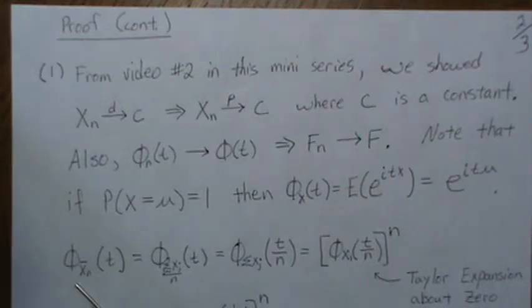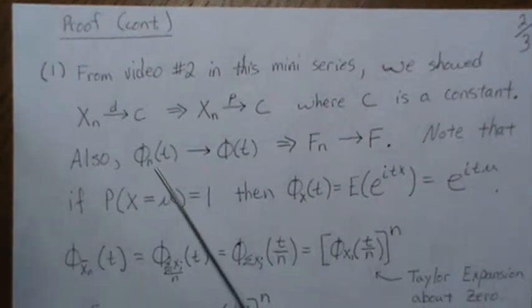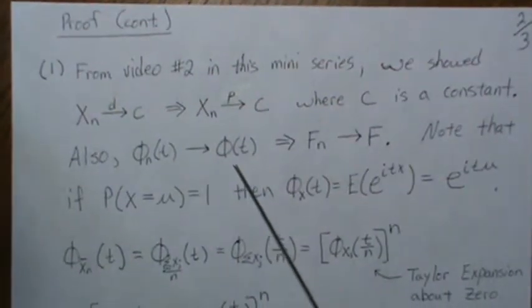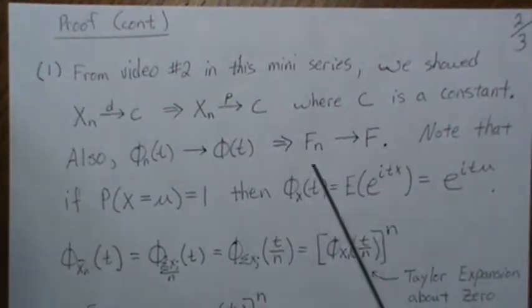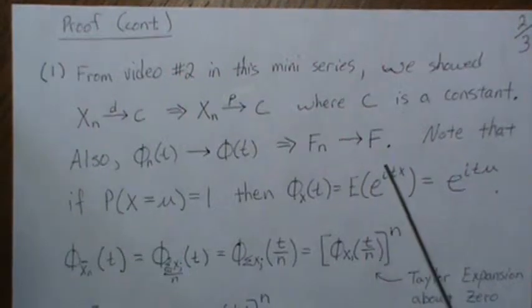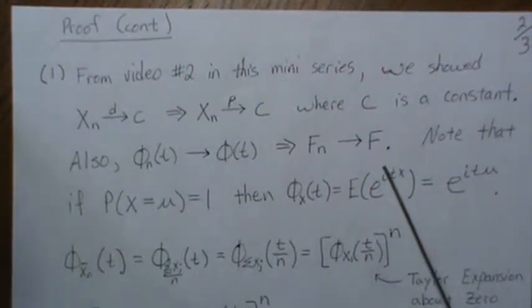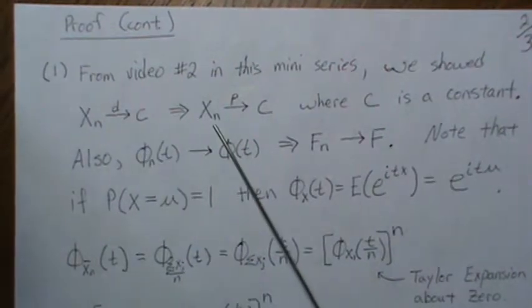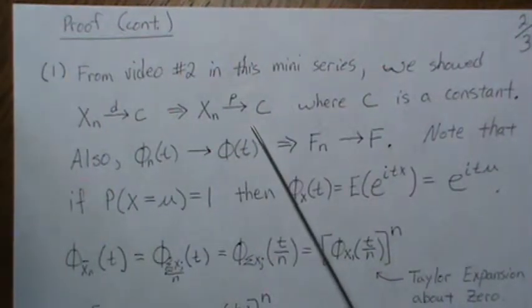Now let's look at our characteristic functions. We're going to show that this converges to some constant, which then implies that the distribution functions converge to a constant. And if they converge in distribution to a constant, then it implies convergence in probability to a constant.